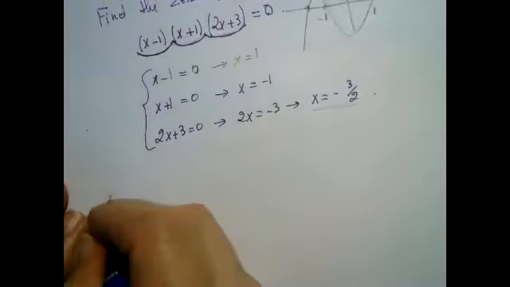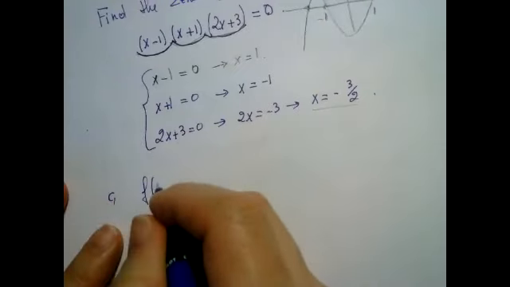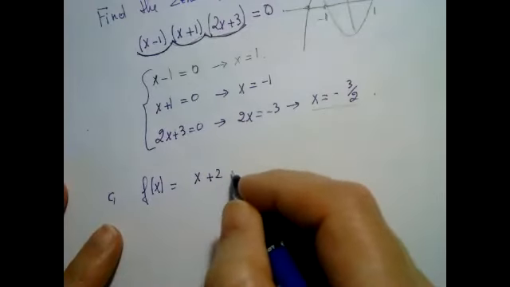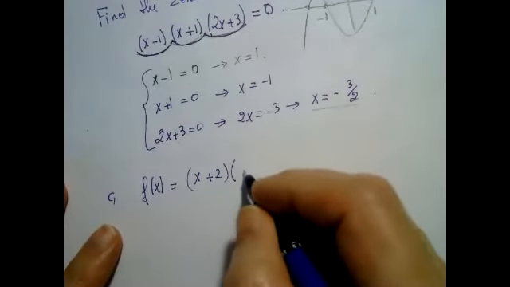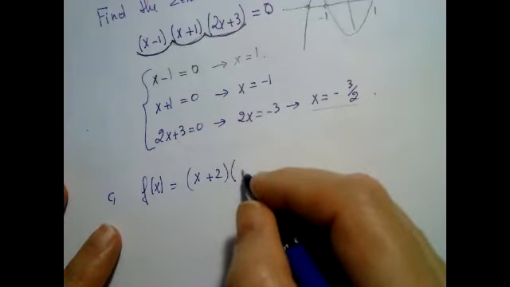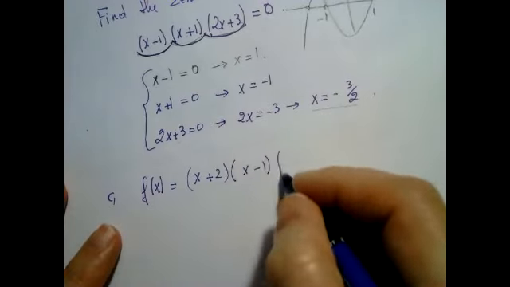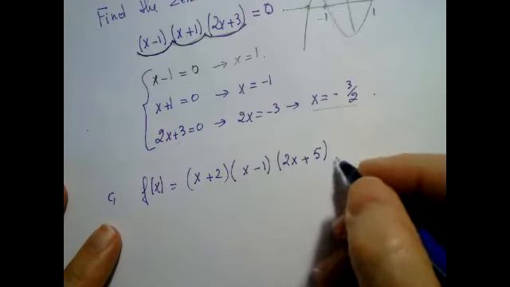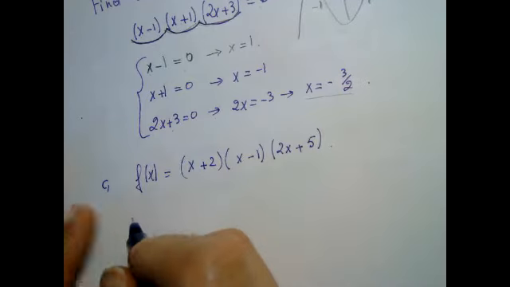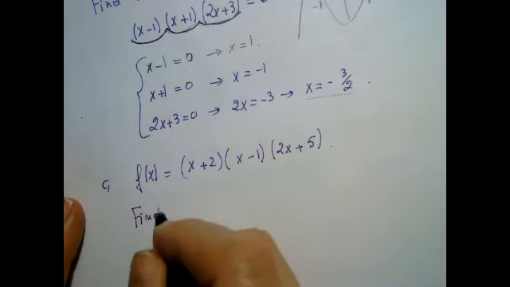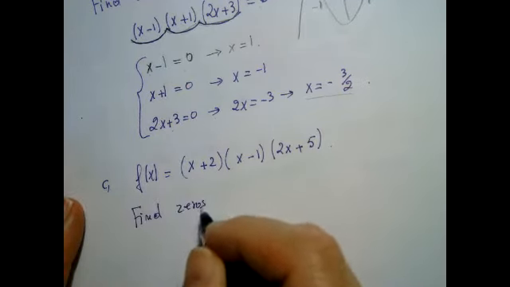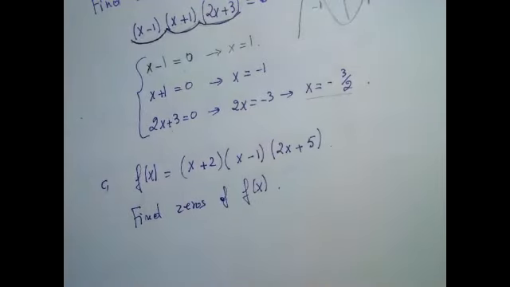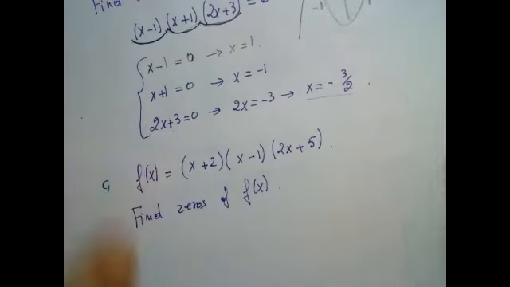So let me give you another one along those lines. So suppose f of x equals (x plus 2)(x minus 1)(2x plus 5). And I'm totally factoring it out to make it simple for us. So fairly simple one. Again, find the zeros of f. It means which x values will make this expression 0.